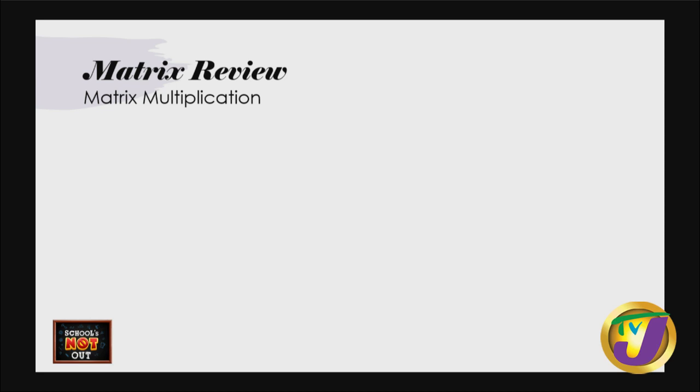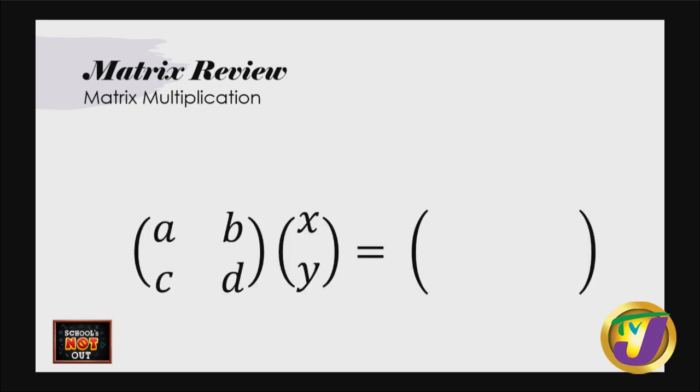Okay. So what we're now going to do, our second baby step, is review matrix multiplication. In order to multiply a 2x2 matrix by a 2x1, we are going to first get this color coded here.